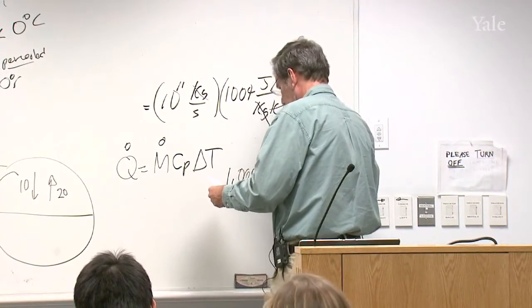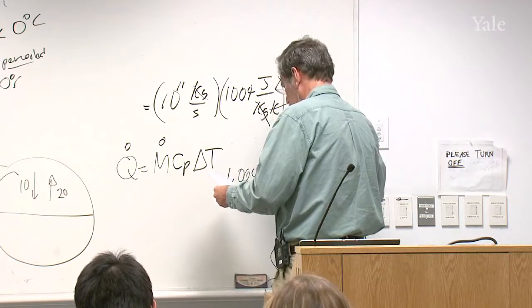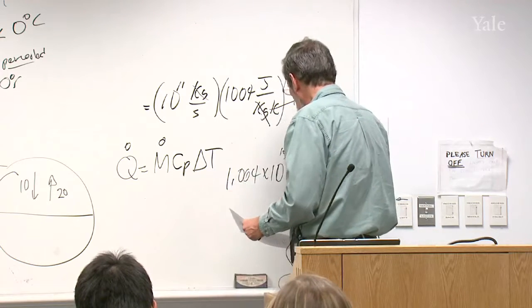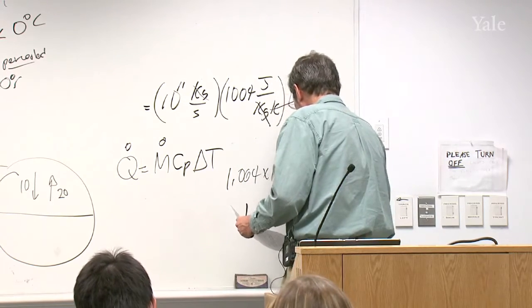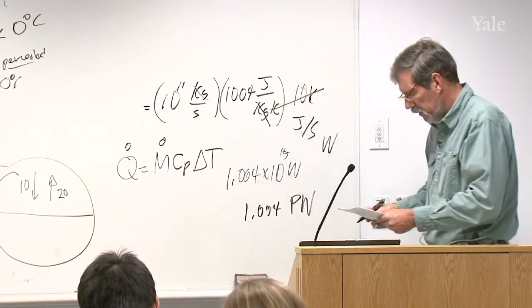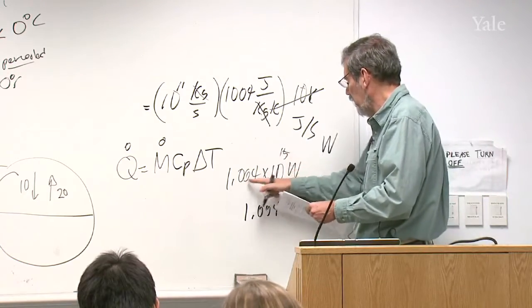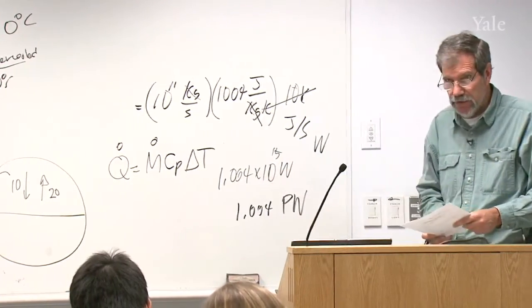About 1.004 times 10 to the 15th watts, which could be expressed as about 1.004 petawatts. Peta meaning the shortcut for 10 to the 15th. So it's approximately 1 times 10 to the 15th watts.